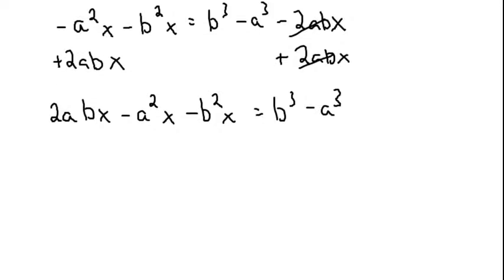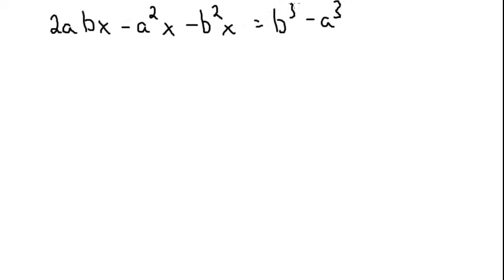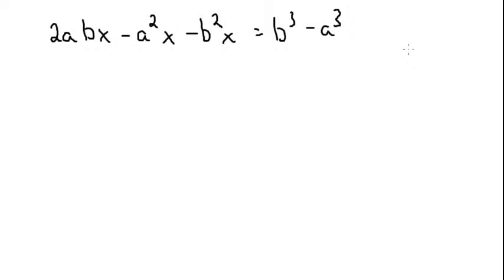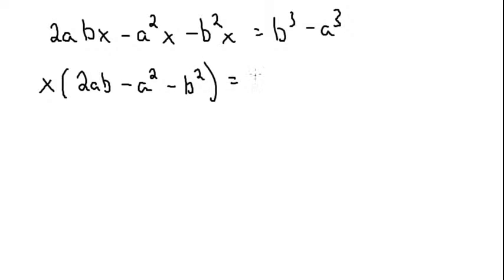Alright, so now we have officially gotten to where all of the terms with x are on the left and all of the terms without x are on the right. So when we do that, because we just have a single x in each term, we can factor that x out front, and what's left in the first term is 2ab. We pulled the x out. What's left of the second term is minus a squared, and we pulled the x out. What's left of the third term is minus b squared, and then just pull down the right-hand side.